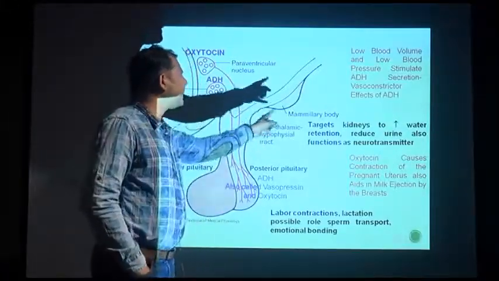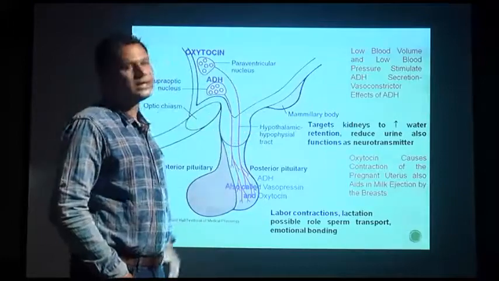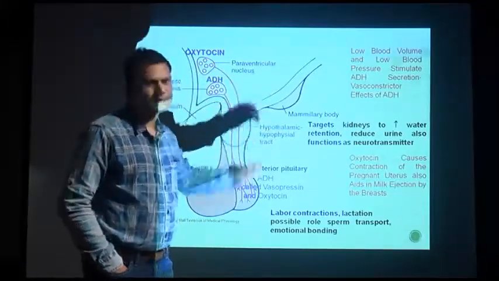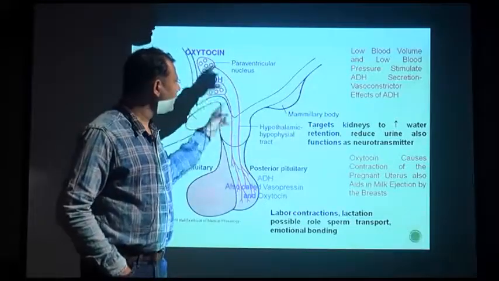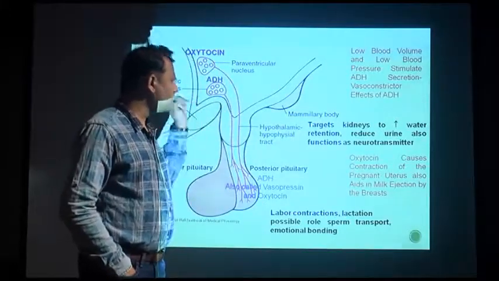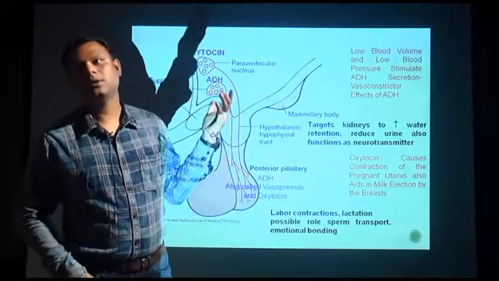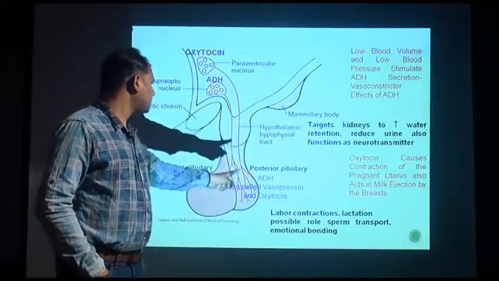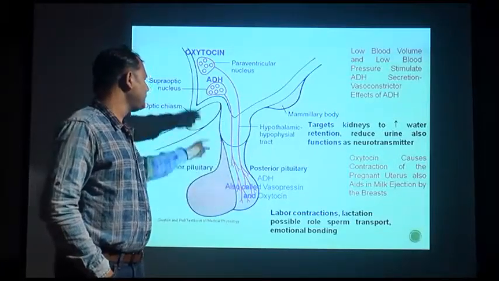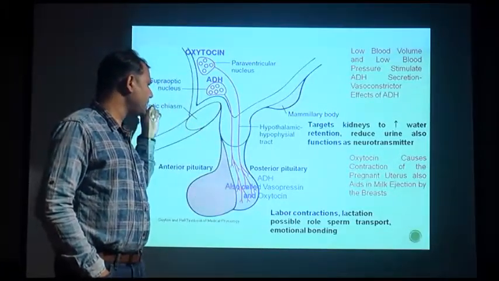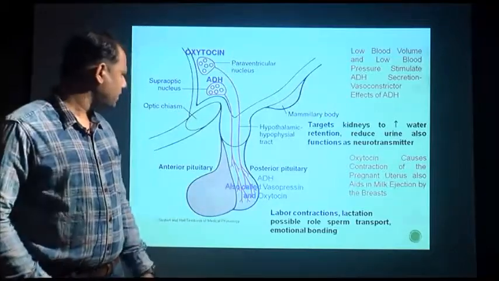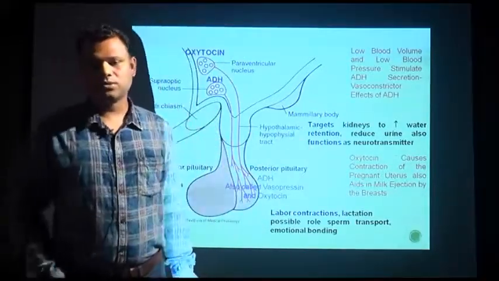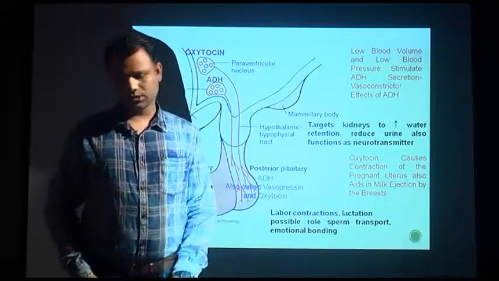ADH targets the kidney to increase water retention and reduce urine, and it also functions as a neurotransmitter. It also reduces urination. Okay. Then, in a similar way, oxytocin helps in labor contraction, lactation, a possible role in sperm transport, and emotional bonding between mother and baby. So, all these things are related to oxytocin.